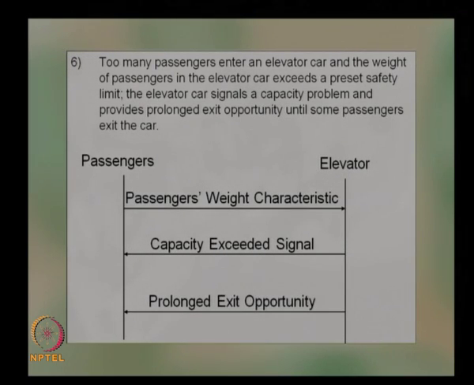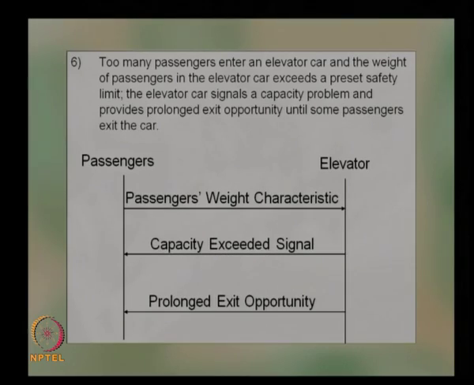Another scenario is when too many passengers enter an elevator car and the weight of passengers in the elevator car exceeds a preset safety limit. The elevator car signals a capacity problem and provides prolonged exit opportunity until some passengers exit the car. So, this is again another scenario. What will happen when it is overloaded? What kind of signals are to be given, what kind of actions are to be taken by the elevator, and how will it cope with this particular scenario? What kind of input output requirements are to be provided by the designer in order to meet this scenario?